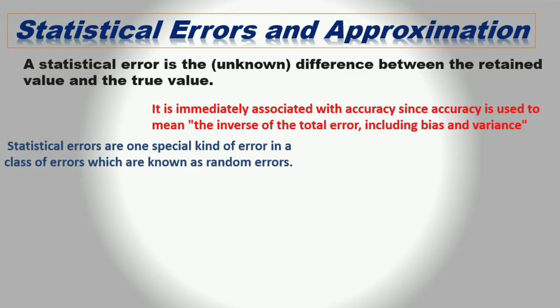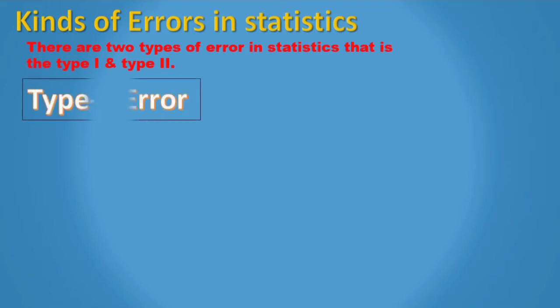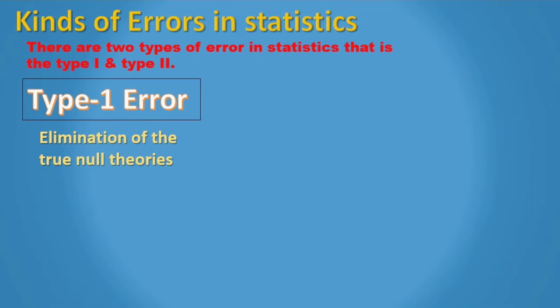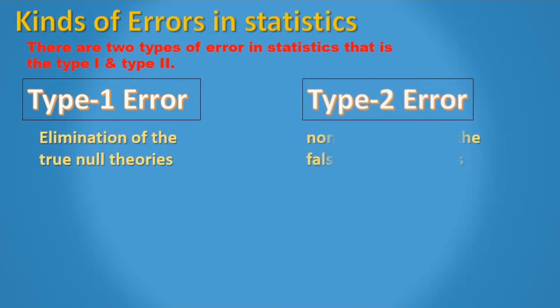The errors have some types in statistics. There are mainly two types of errors in statistics, that is type 1 and type 2. The type 1 error refers to the rejection of true null hypotheses, and the type 2 error refers to the non-rejection of false null hypotheses.